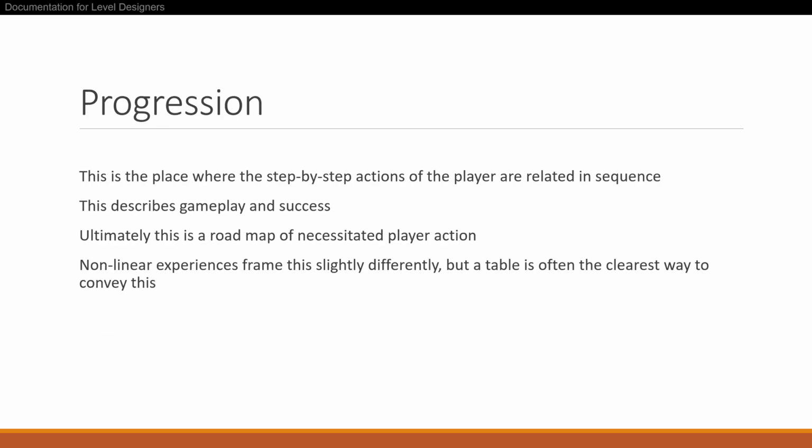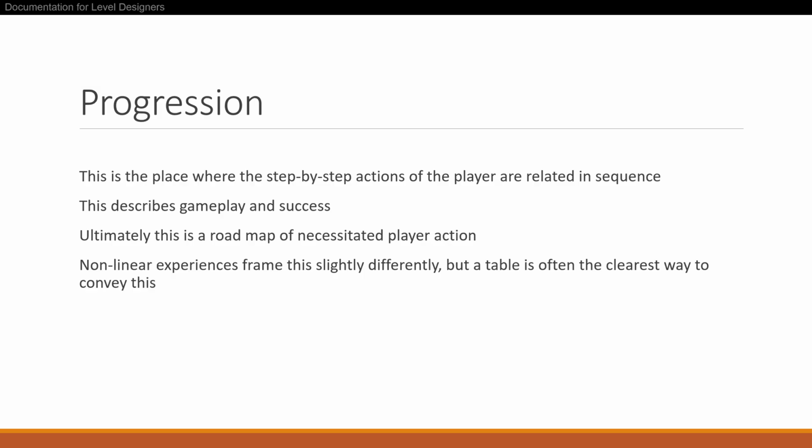Then you'll have a progression section. So this is the place where you get step-by-step actions for the player. If you're making a linear game, this is literally an enumerated list of just saying player does this, then this, then this, then this. They do A, then B, then C, then D. This describes what the player must do in order to be successful. So it's just the roadmap of how they get from point A to point B.